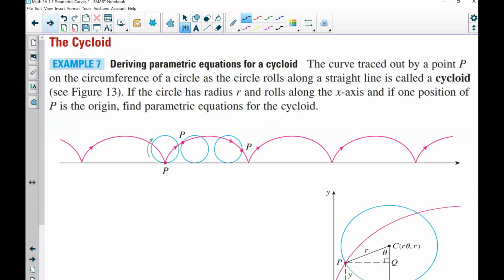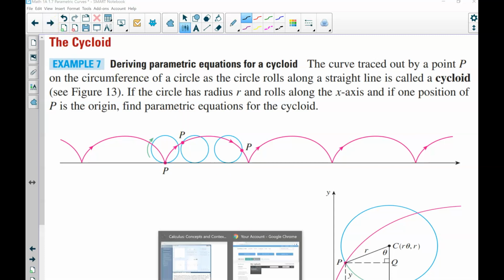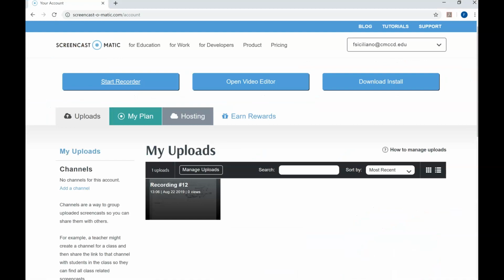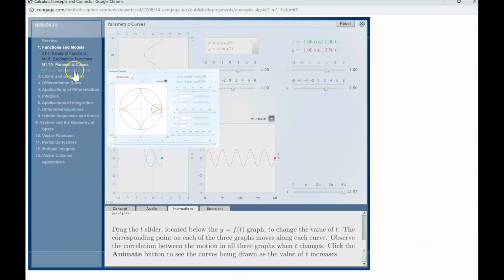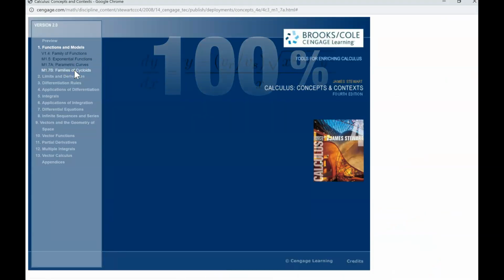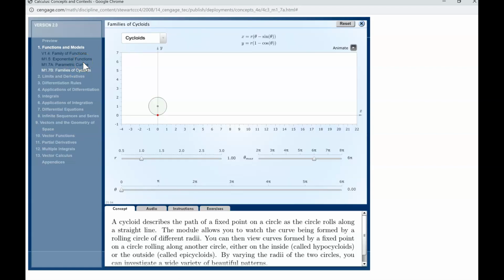Okay, now our next example talks about a cycloid. So I'm going to go ahead and open up that tutorial first before we get to this question, and we're going to go over the family of cycloids. Now there are three families of cycloids, but we're going to look at the first one, which is the cycloid. A cycloid describes the path of a fixed point on a circle as the circle rolls along a straight line.